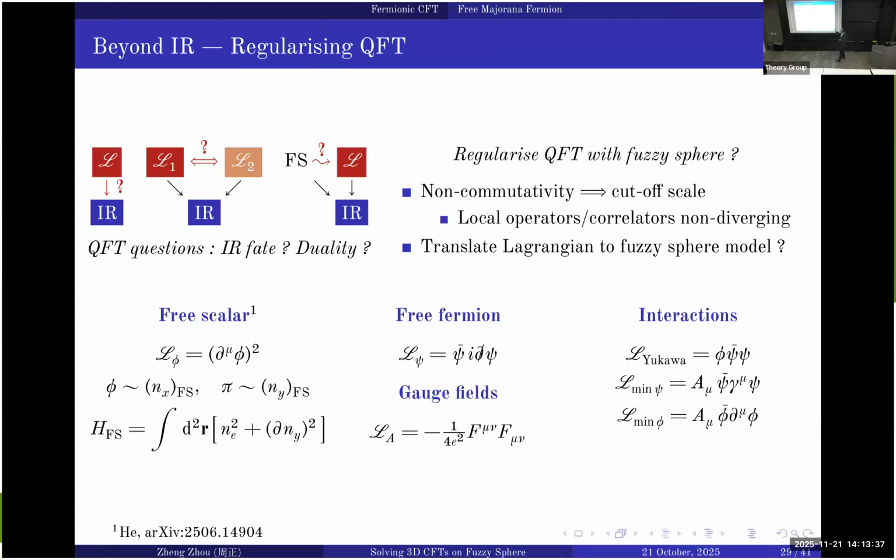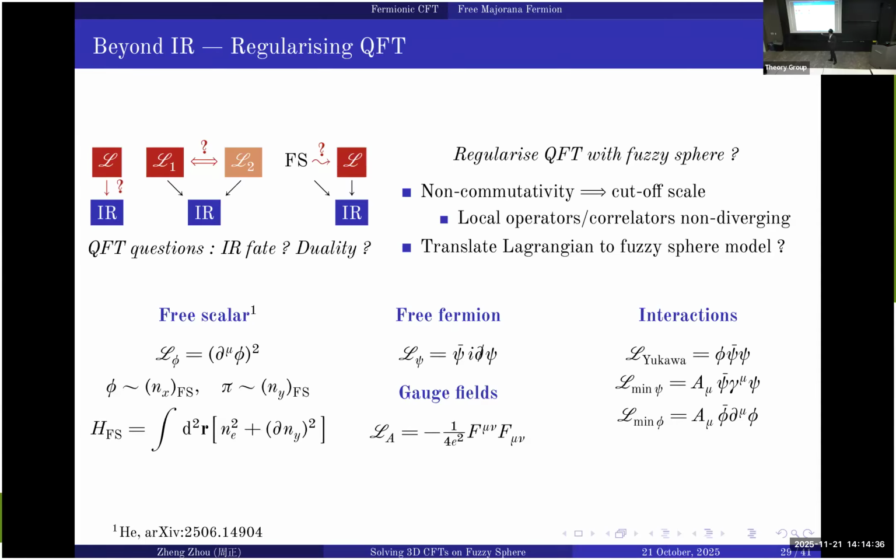On the other hand, fuzzy sphere is actually a very suitable platform to regularize QFTs. This is because the non-commutativity sets a very natural cutoff scale. So on the fuzzy sphere, the local operators and the correlators are all non-divergent. And this leaves us with the question, how do we translate the Lagrangians to the fuzzy sphere models? So people have already realized the free scalar theory. This is the first step. It is realized on two flavors, and the fields pi and phi, for example, are simply written on the fuzzy sphere, and the Hamiltonian is also very analogous to the field theory Hamiltonian.